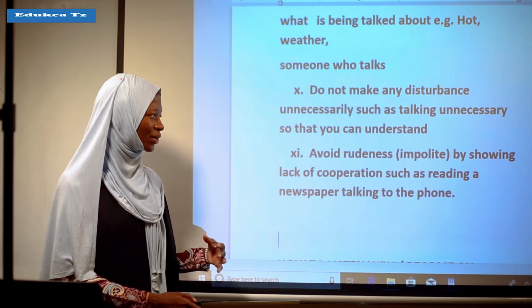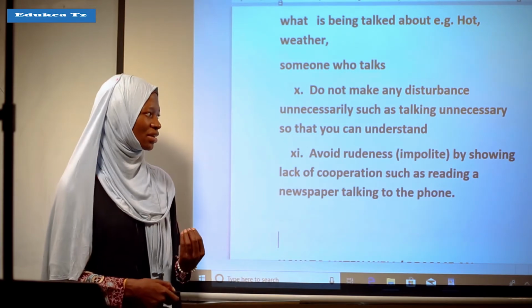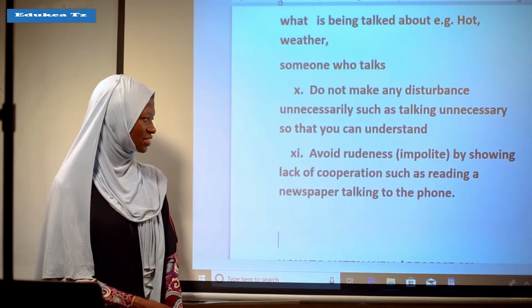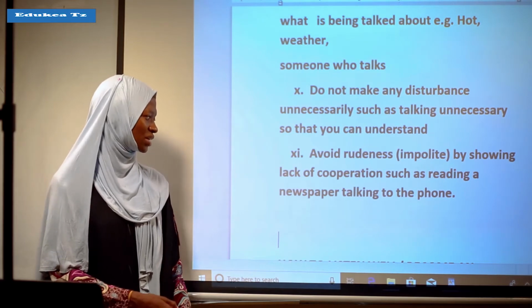The next is avoid rudeness and impoliteness by showing lack of cooperation, such as reading a newspaper or talking on the phone.